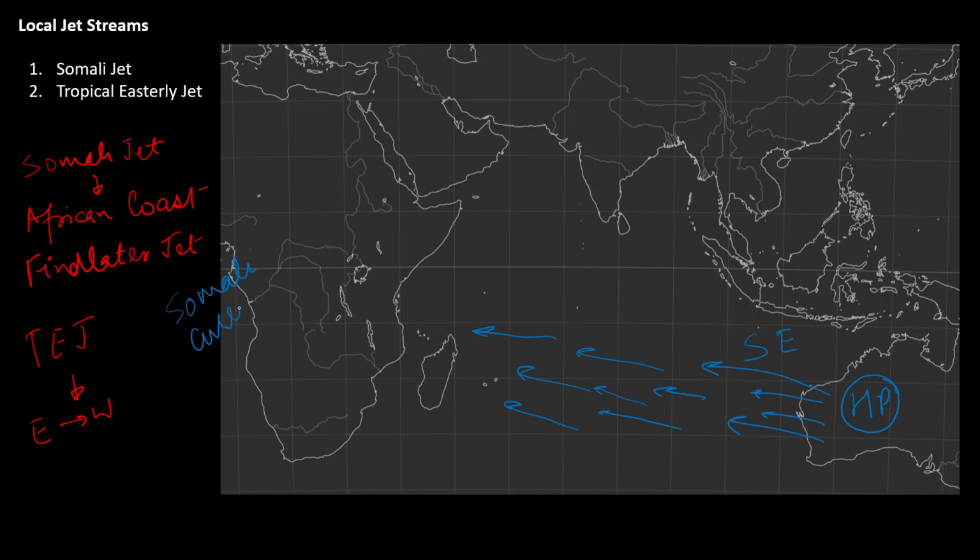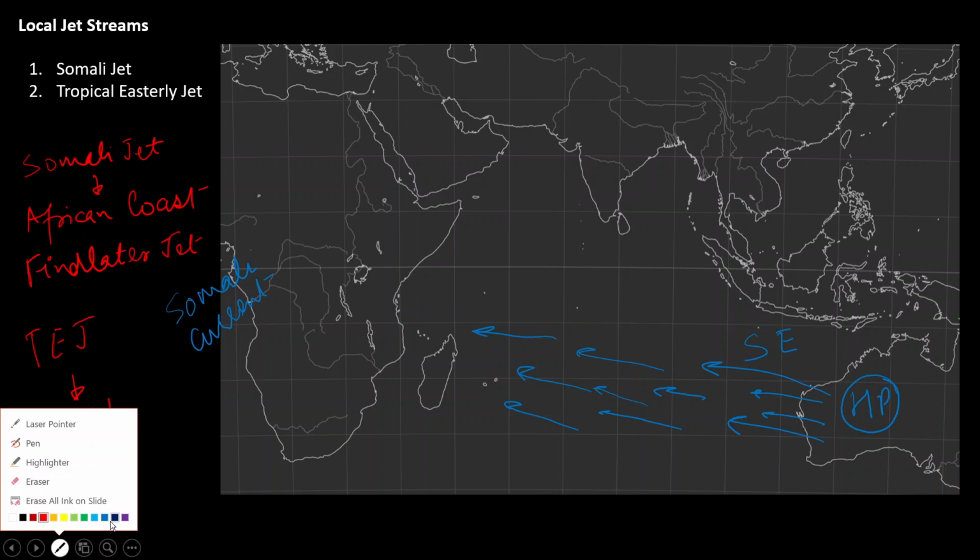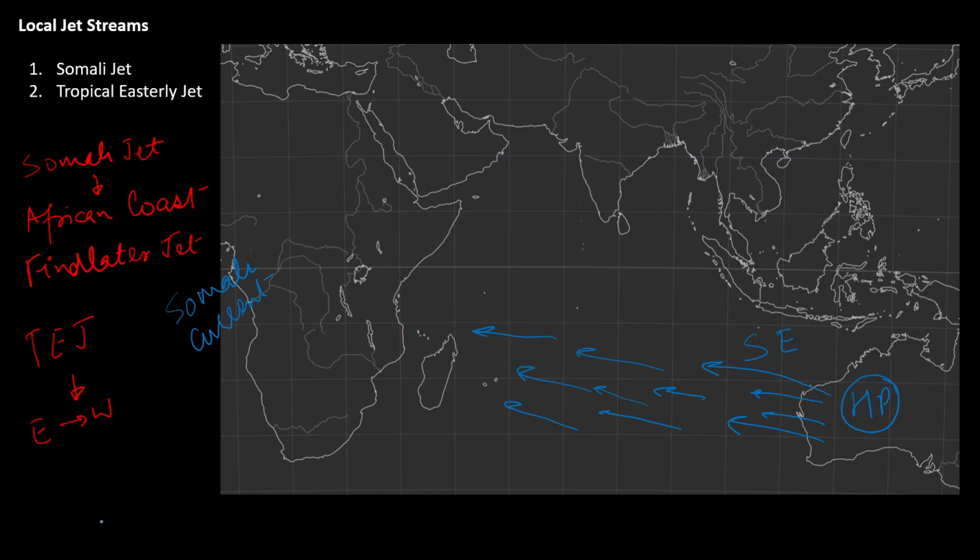Somali current, it is a reversible ocean current. It changes its direction during the summer and winter months. So this is a warm current. So what happens over here? The southeast winds coming from Australia, they come over here, and then as they cross the equator, these winds turn towards right under the impact of Coriolis force. So here, as they cross the equator, they turn right, and then their direction becomes southwest.